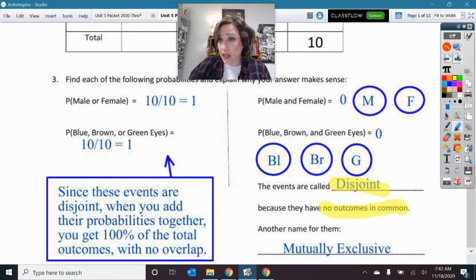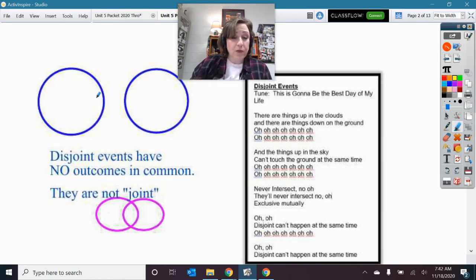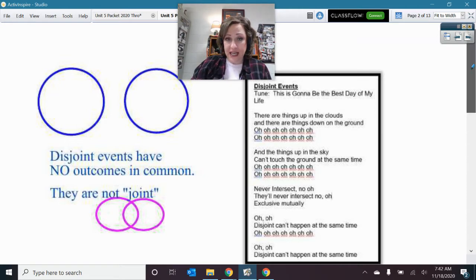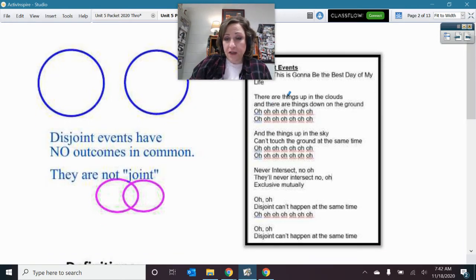Next, there's a song to help you remember the definition of disjoint, and I'll just attach it on the page. I won't necessarily play it, but what it's kind of saying is that there are things up in the clouds, and there are things down on the ground.